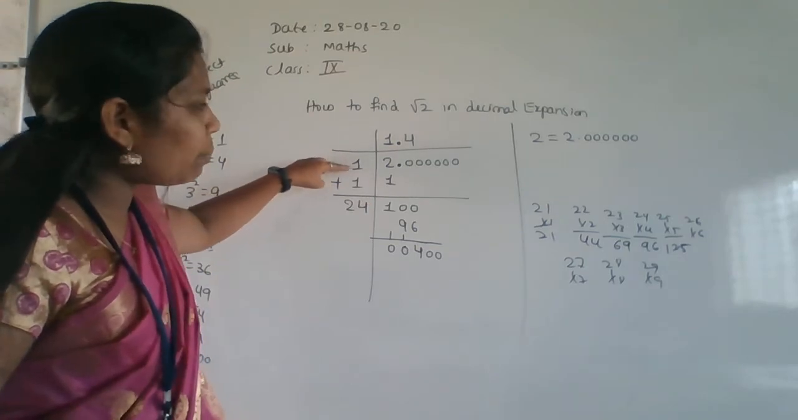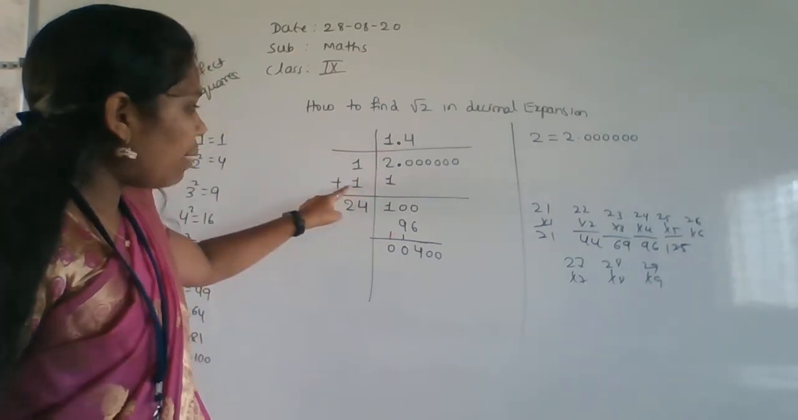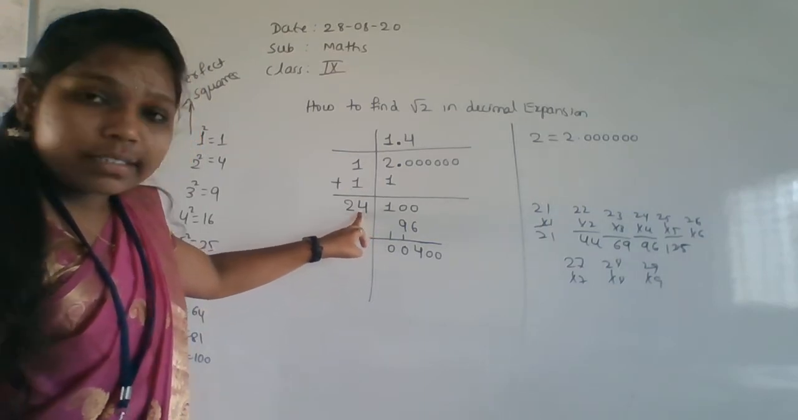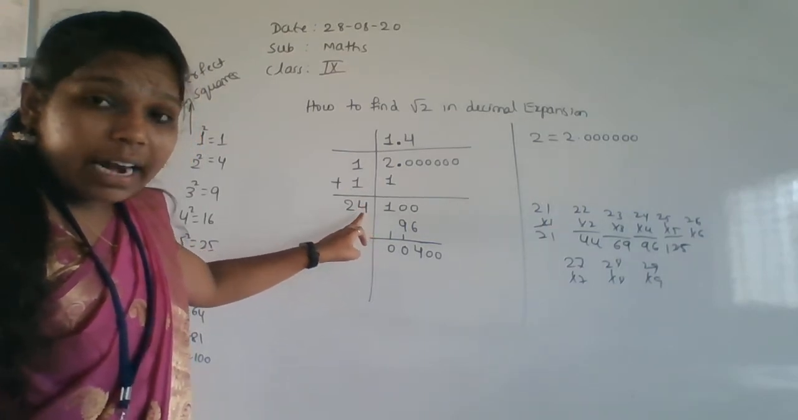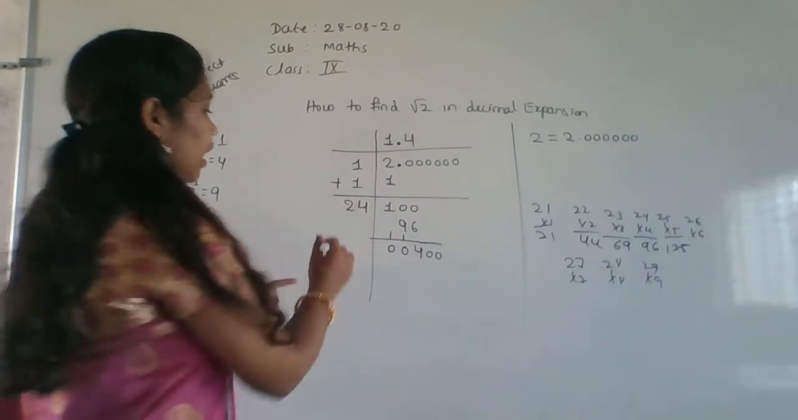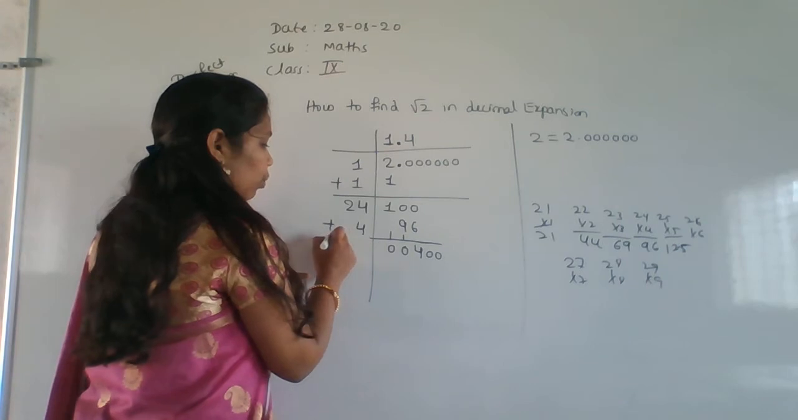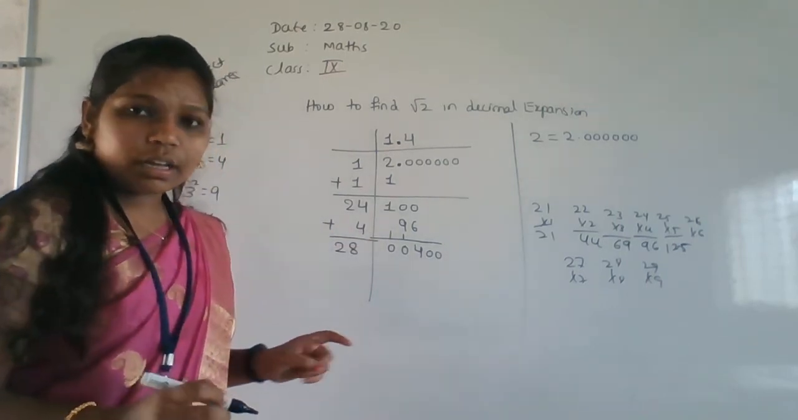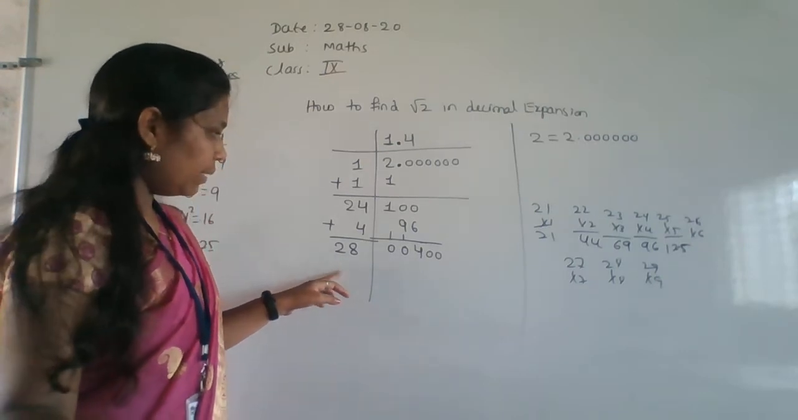So here in the ones place only 1 is there. So I am adding a 1 here. So here which number is there? 4 is there, right? So here we are having a 4 in the ones place. So that's why I'll add here a 4 value. That is here 28. So here 28 will become.